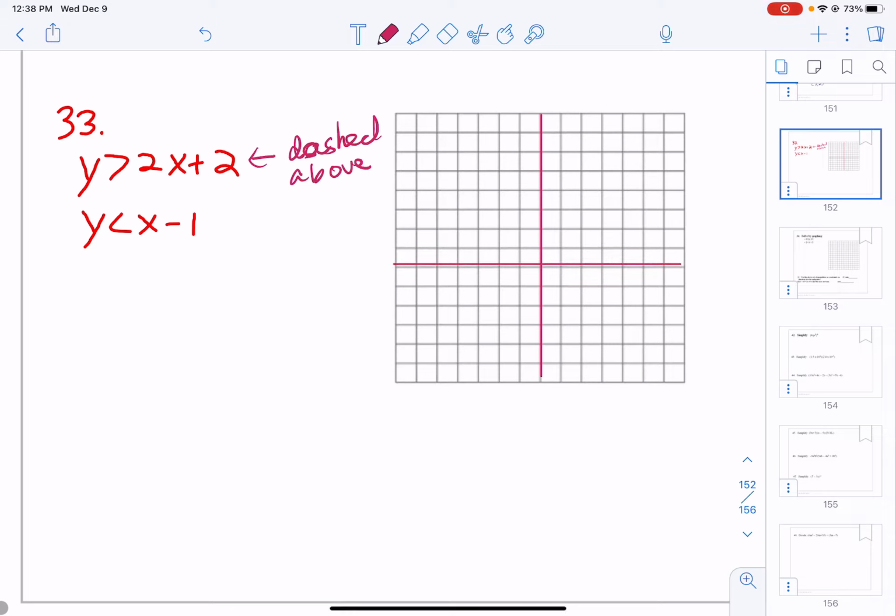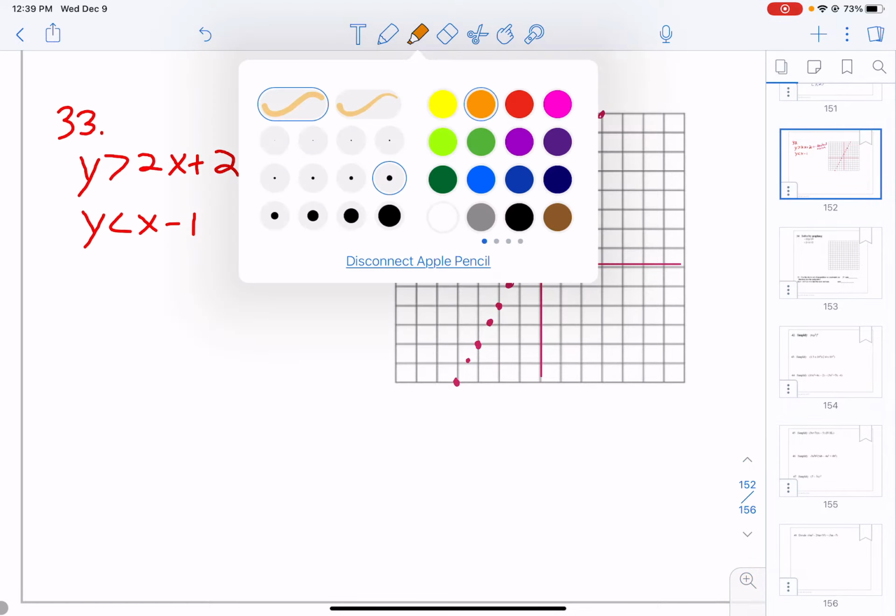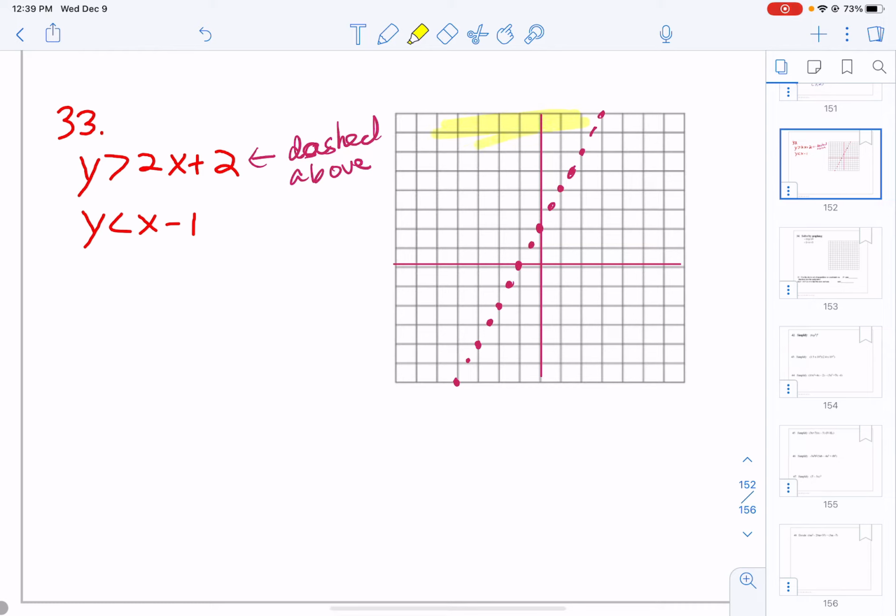So we're going to start at 2, go up 2 over 1. Now I need to make it dashed, so these dots are nice and helpful. And just put some more between there. And we're going to shade above the line, greater than the line. The y's get bigger, so above the line.